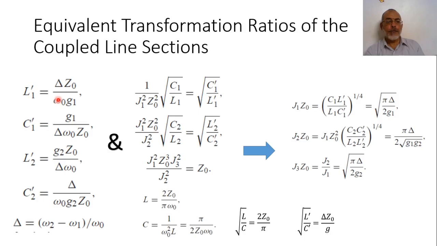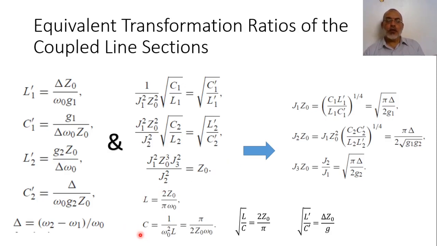Okay, L over C: L1 dash over C1 dash would be delta squared Z naught squared over G1 squared, and omega naught we eliminated. Right? Okay.